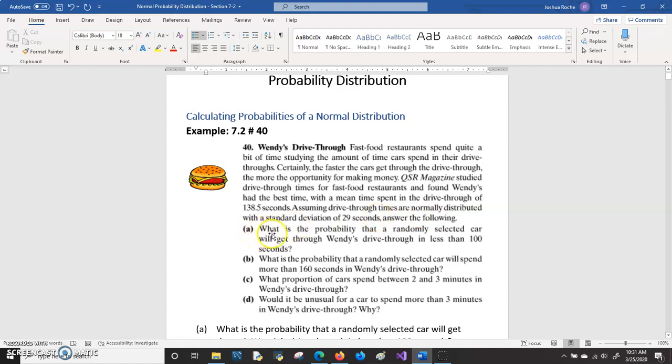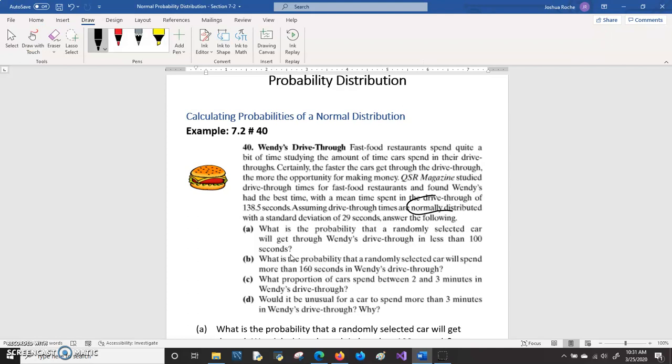Part A, what is the probability that a randomly selected car will get through Wendy's drive-thru in less than 100 seconds? It'll be good to note that in the description, they mention that the wait times are normally distributed. And when you're trying to find the probability of something that's normally distributed, you'll use these particular methods of section 7.2.